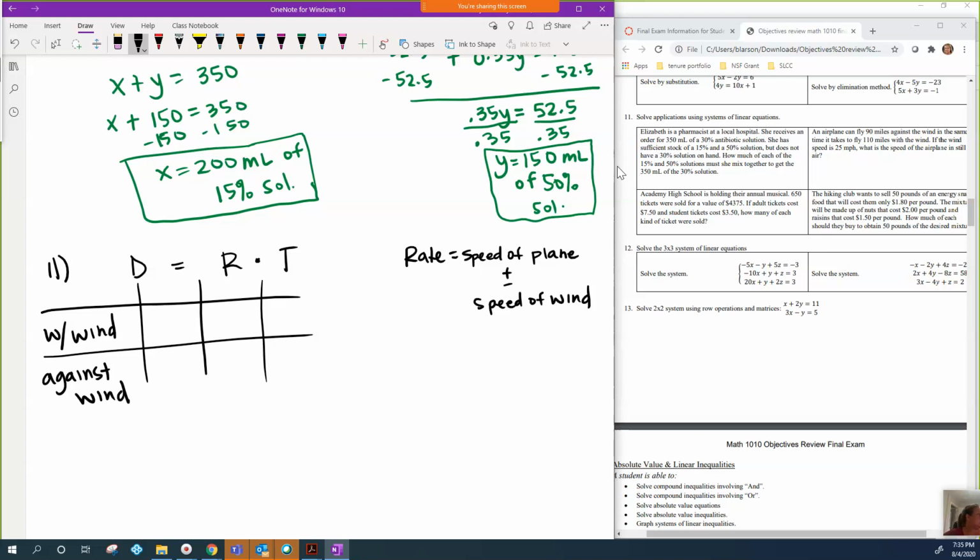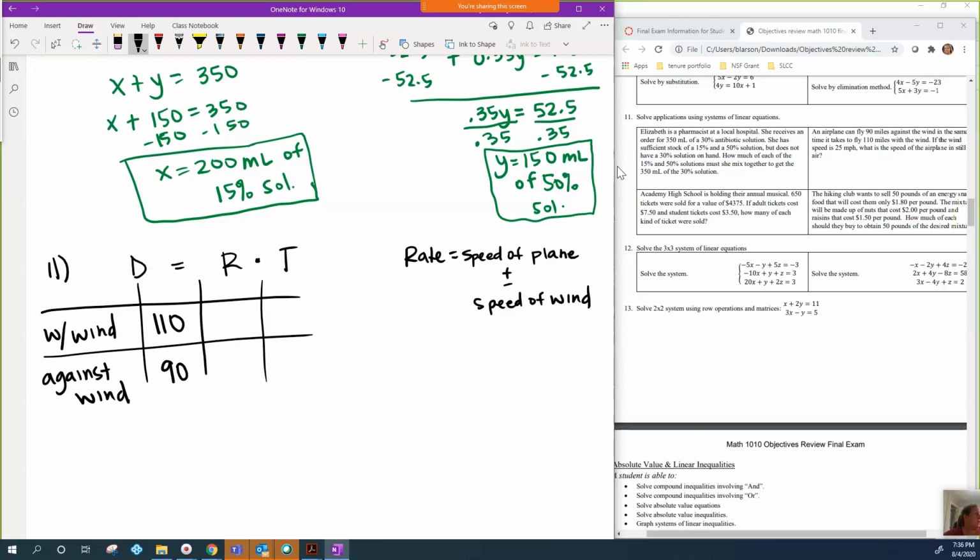Now let's look to see what we can fill in here. For the distance, it looks like 90 miles against the wind, so I'm going to put 90 here, and 110 with the wind. But notice it says in the same time. That means that the times are equal. We're going to come back to that idea in just a minute. And let's see what we know about the rate.